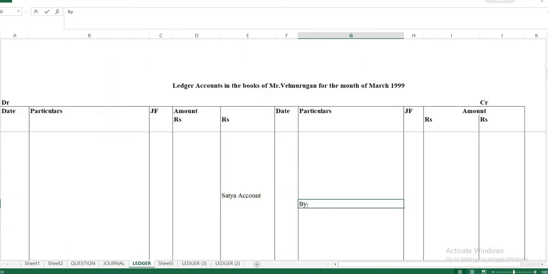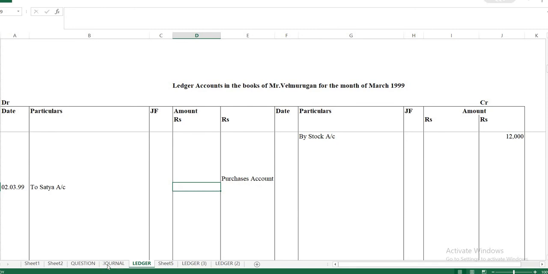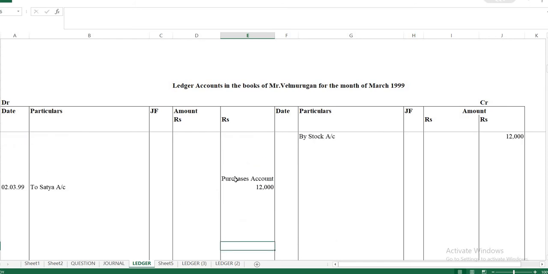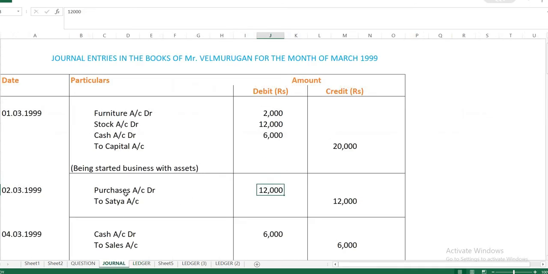So by purchases, you will mention it over here. By purchases account, record the same amount, whatever amount is here, 12,000, that same amount in this outer column. I am mentioning 12,000. Here also in the Satya account, 12,000 you have to mention. So I think you might have understood how the purchases account and Satya account are prepared. Purchases is debit and Satya is credit in the journal entry. So in the purchases account, we write "To Satya account", and in the Satya account, we write "By purchases account".